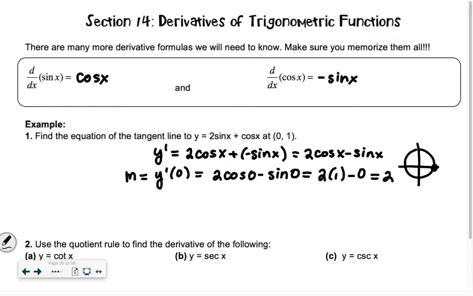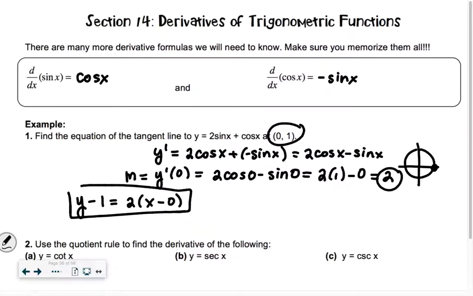In order to write the equation of a tangent line, we always need the slope, which we get from the derivative, and we need the point that it goes through. Do we have the point as well? Yeah, it goes through the point (0, 1). We were told that. If it just said at x equals 0, we would plug that 0 into the original y value to find the point that goes with it. So we have this point and this slope, so we can do y minus y1 equals 2 times x minus x1.